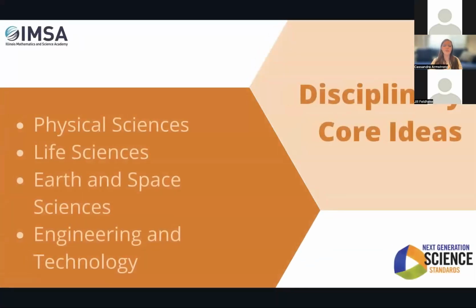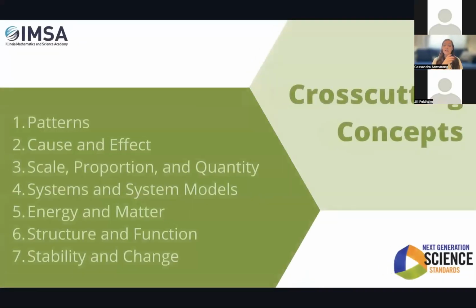Our disciplinary core ideas, we have our three main physical sciences, life sciences, earth and space sciences, and then there's another category for engineering and technology. And then lastly, our cross-cutting concepts. These are our themes: patterns, cause and effect, scale, proportion, quantity, systems and system models, energy and matter, structure and function, stability and change. These are things that you will find in the life sciences, in the physical sciences, in the earth and space sciences, in engineering, and outside. You'll find these things in mathematics, you'll find them in literacy, you'll find them in history.